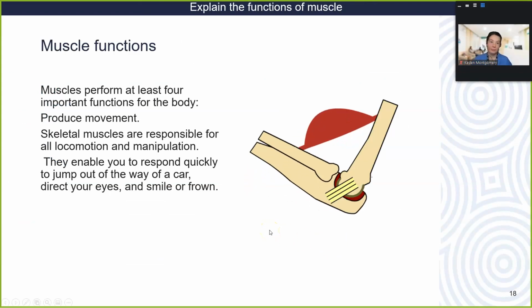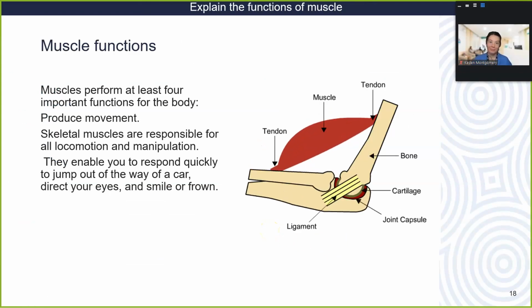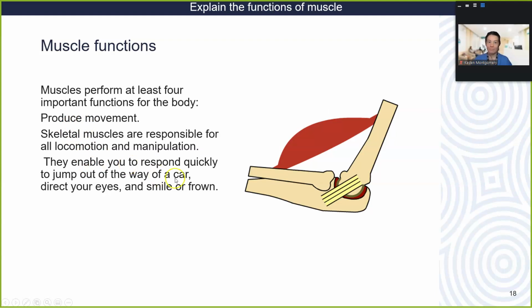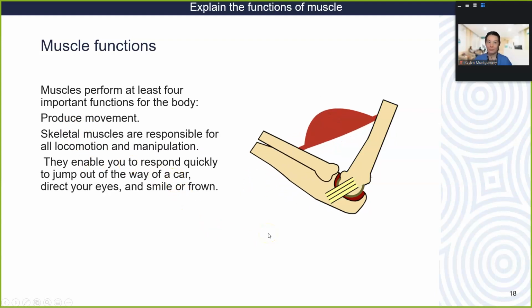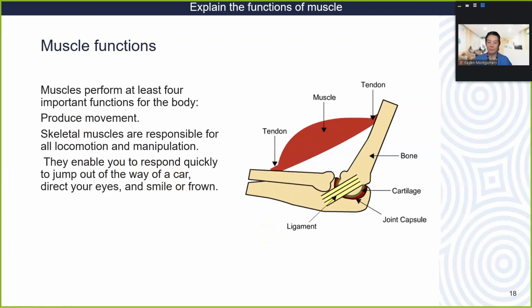Right, let's look at the functions of muscle. It's pretty straightforward, yeah? They allow us to move, okay? They attach to structures, and when the muscle contracts, that structure moves. Pretty straightforward, hey?